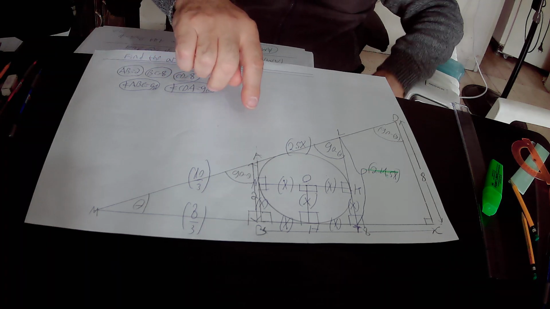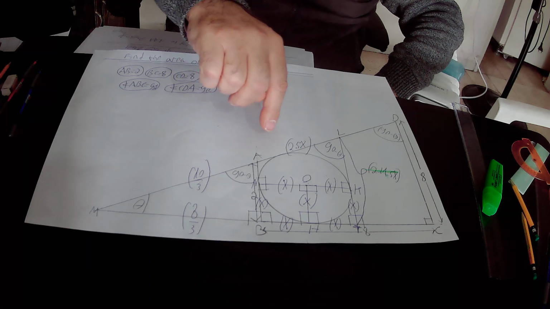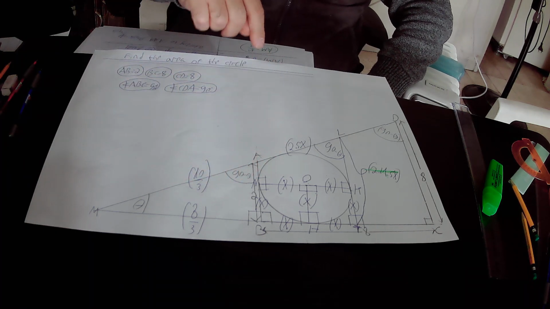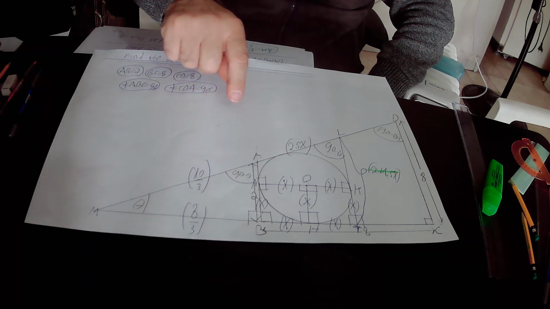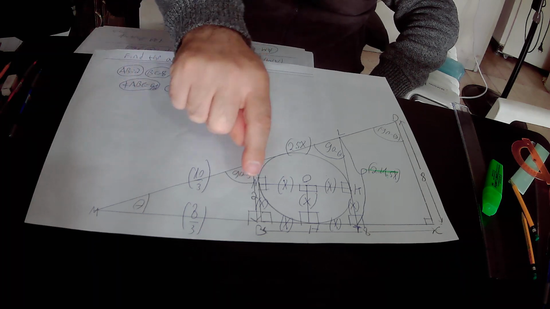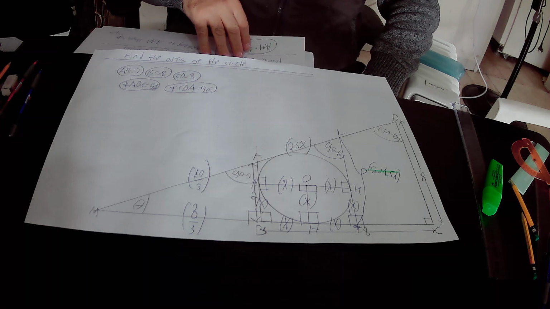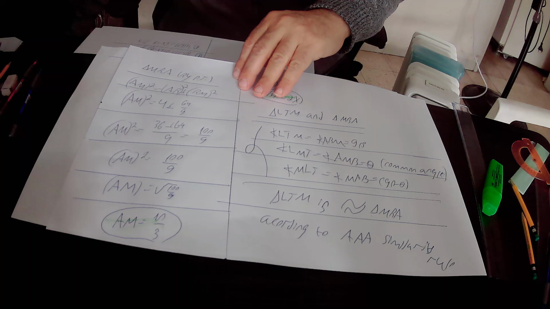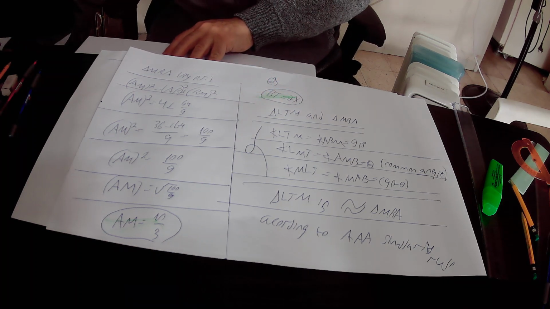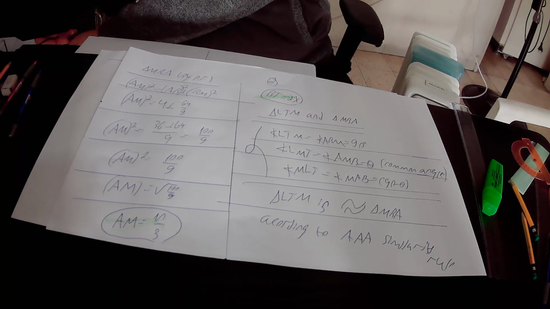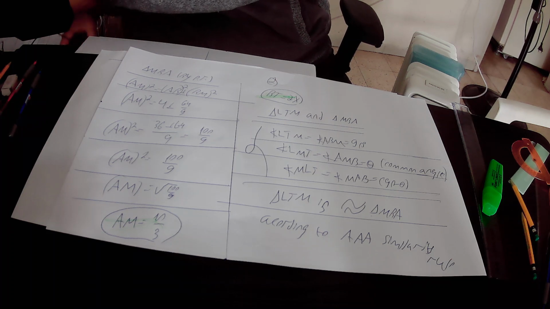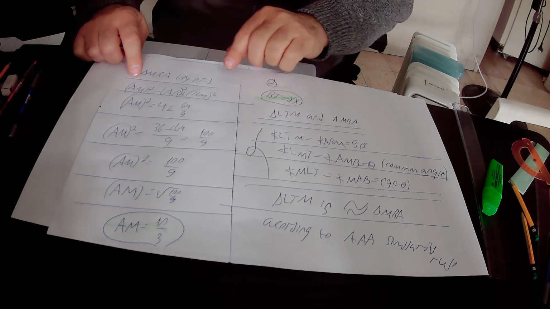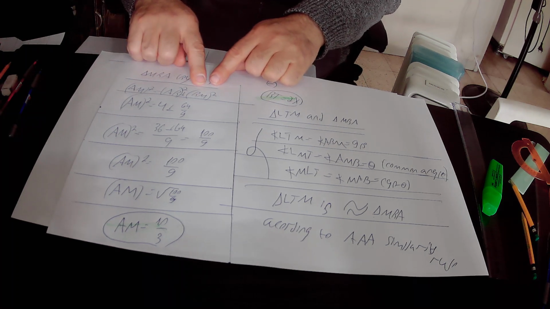Then we implemented the Pythagoras theorem on the right small triangle, triangle MBA. On the right small triangle MBA, according to the Pythagoras theorem, AM square equals AB square plus BM square.